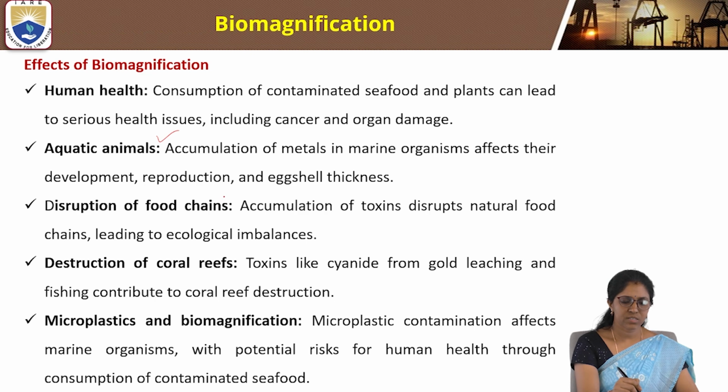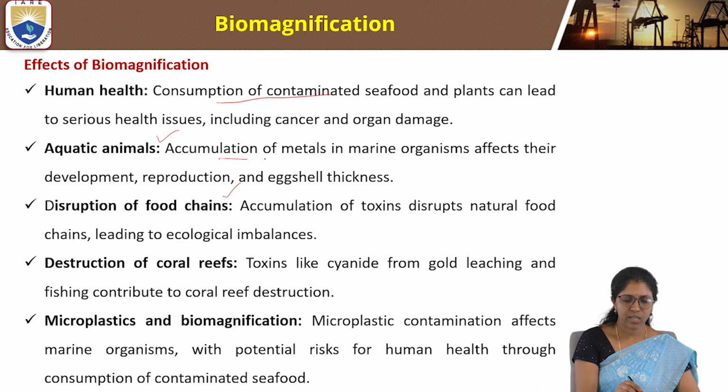So what is the effect of disruption of the food chain? Destruction of coral reefs. It will affect the microplastics and biomagnification. So human health: consumption of contaminated seafood and plants can lead to serious health issues, including cancer as well as organ damage.